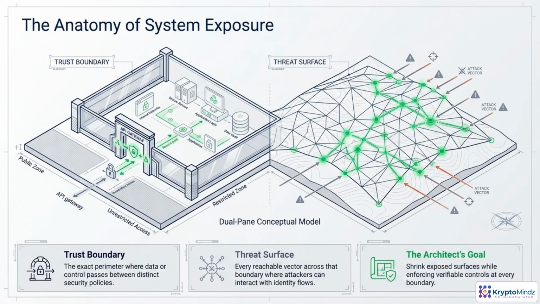When you design identity, eKYC, and AML systems, the critical factor isn't each individual service, but the boundaries between them. A trust boundary is that exact handoff point where data or control crosses between different security policies. Every one of those crossings creates a threat surface, concrete ways an attacker can interact with your identity flows. As architects, our job is to shrink those exposed surfaces and enforce strong, verifiable controls at every boundary, not just inside services.